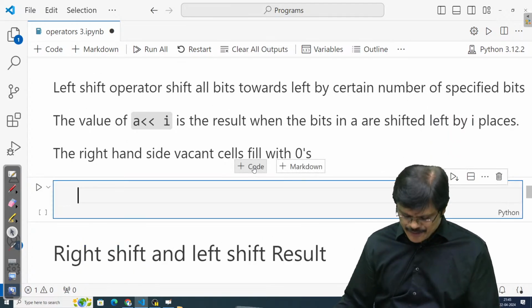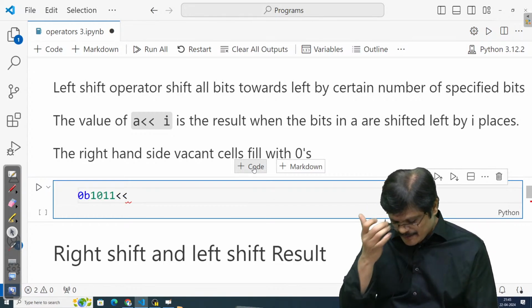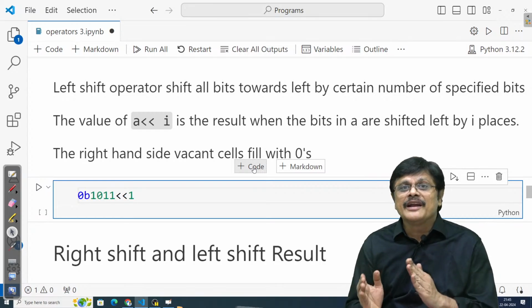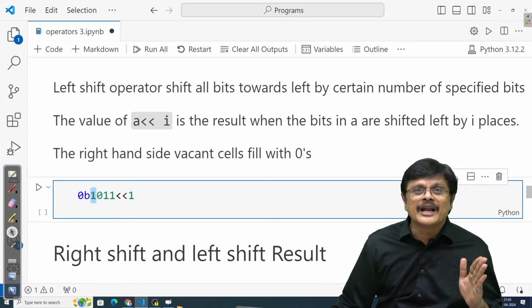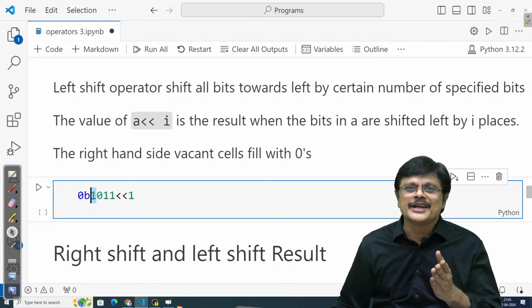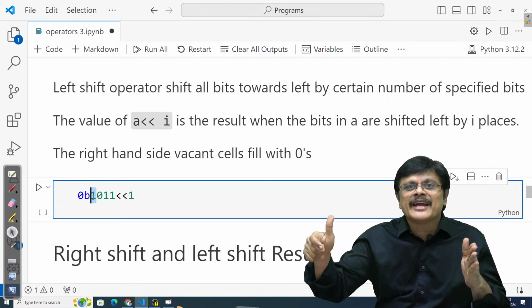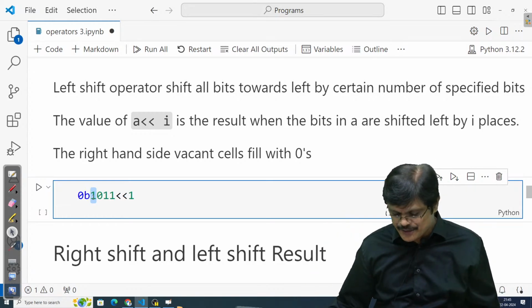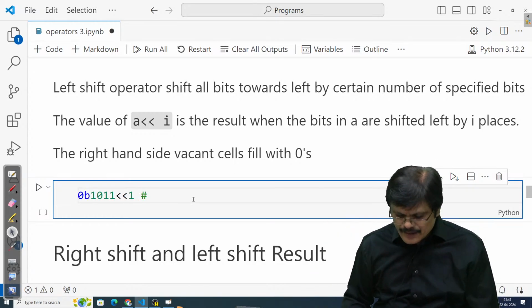Let us try to understand. Suppose I have 0, 1, 0, 1, 1 and I want to left shift by 1 bit. So this is moved left by 1 bit. When you move left by 1 bit, one vacant position will be there on the right, and that will be filled with 0. So the required answer would be 1, 0, 1, 1, 0.